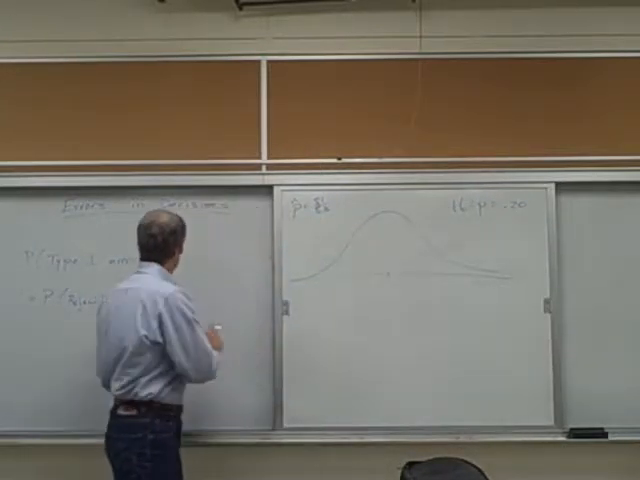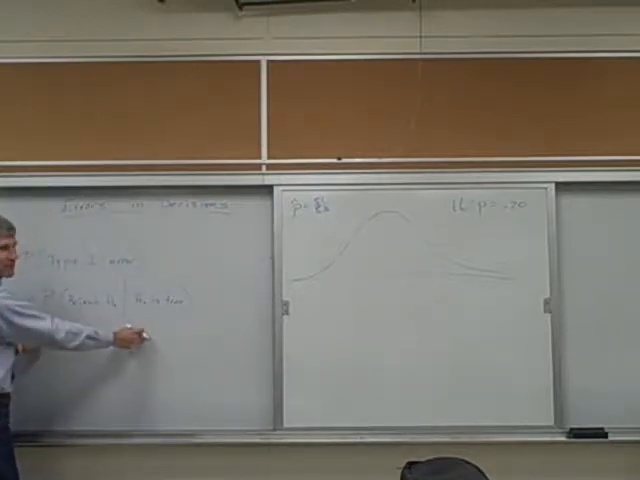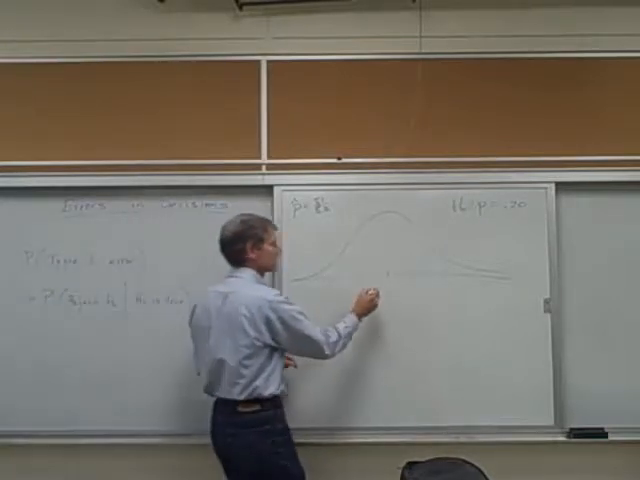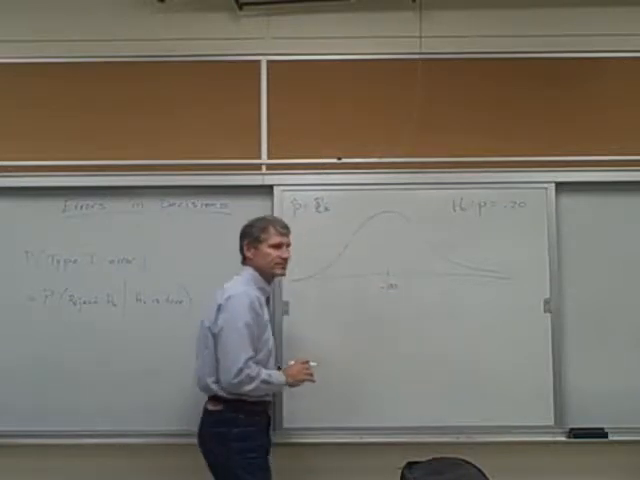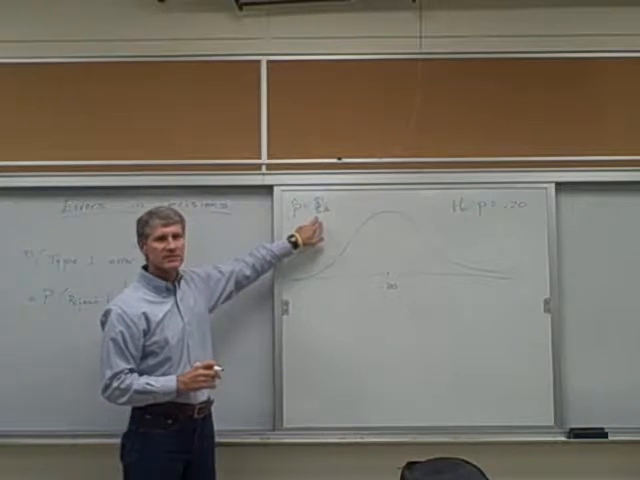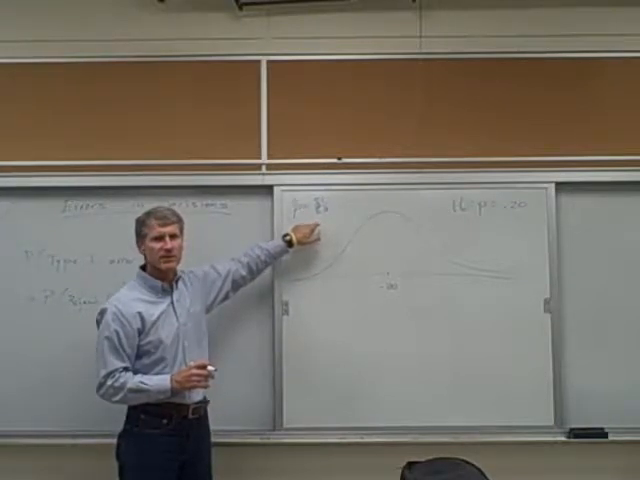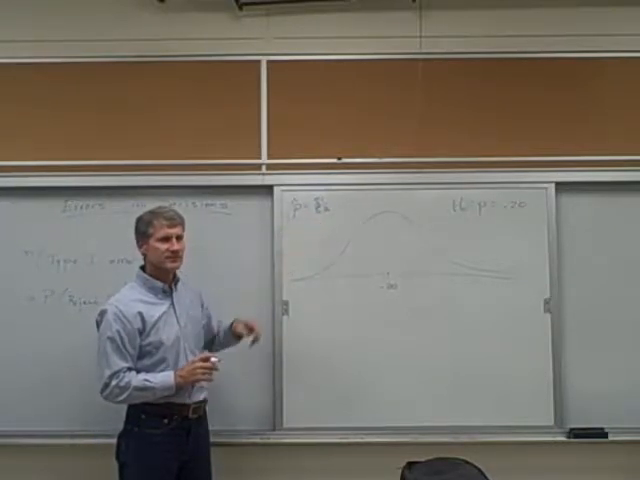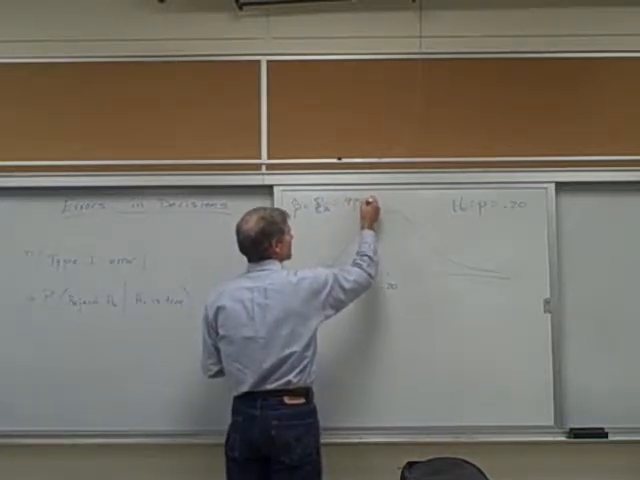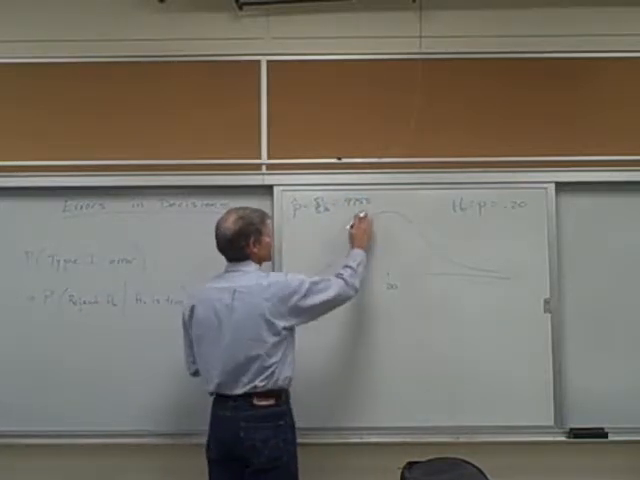So this is computed conditioning on the null being true. What we're saying is if the null is true, then this thing is centered at 0.20. And then you compute this. Somebody do this on your calculator. What's 81 divided by 83? 0.9759?